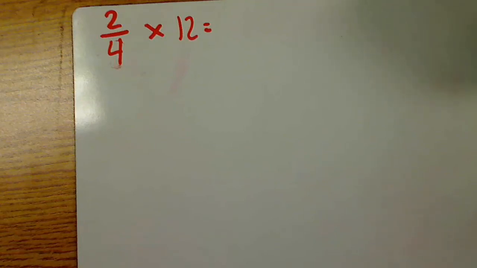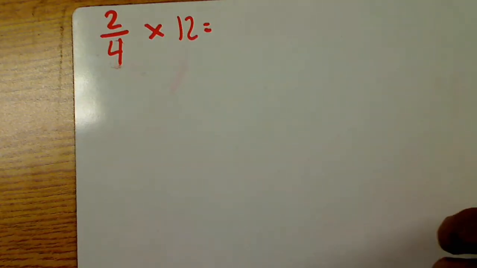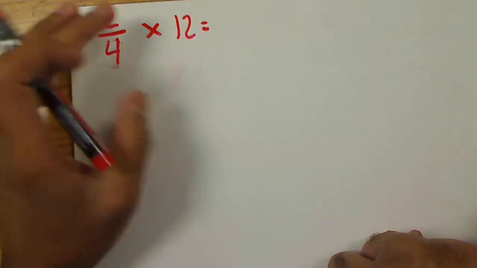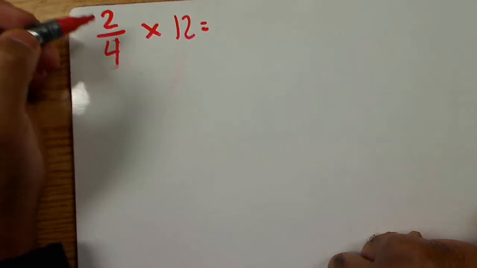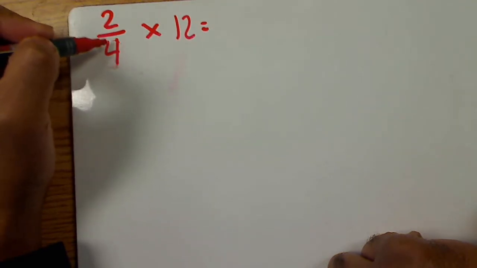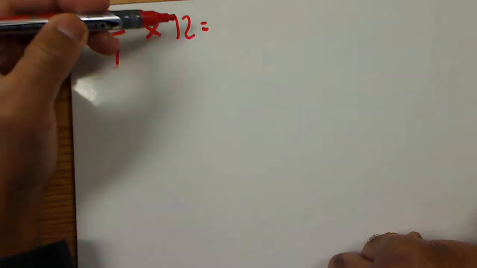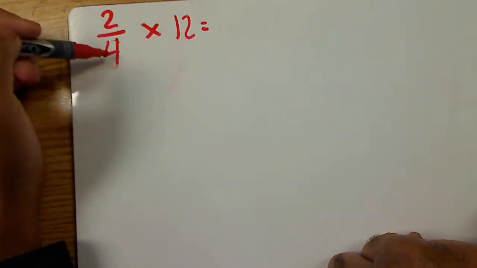Okay, we're going to look at some models with multiplying fractions. So let's look at this fraction, 2/4 times 12. If you look at the 4, we're using the number 4, our denominator, as the number of groups we're going to have. And the 12, we're going to break up the 12 into that number of groups.